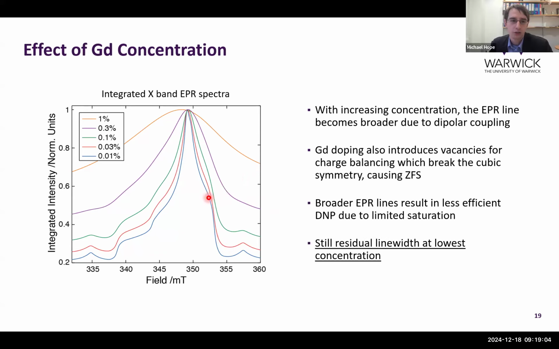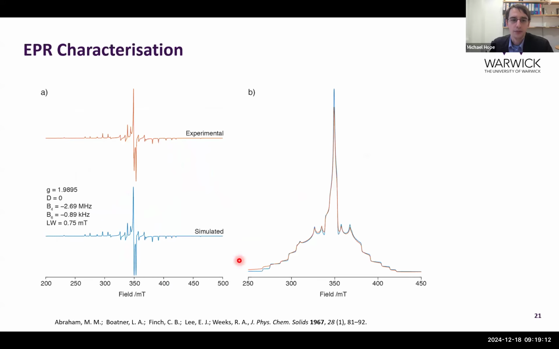What's interesting, though, is even at the lowest concentration, we're reaching a limiting line width that has some structure to it. To understand that, we need to actually fit these spectra. Unfortunately, this was done back in the 60s, and so we can just take these previously determined values.